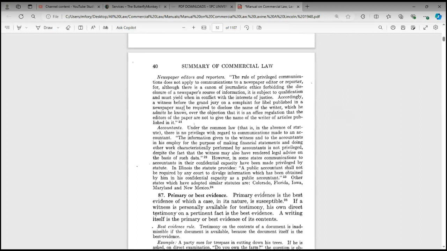Accordingly, a witness before a grand jury on the complaint for libel published in a newspaper may be required to disclose the name of the writer, which he admits he knows, over the objection that it is an office regulation that the editors of the paper are not to give the name of the writer of articles published in it. Now here, key word here, office regulation. What's another one? Company policy, meaning it's not law.